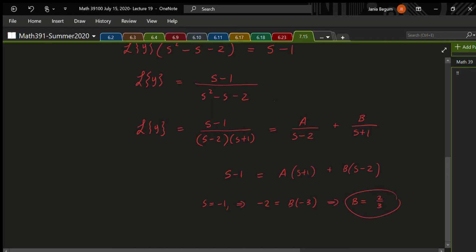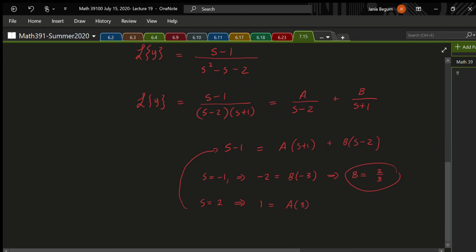And then if I let s be, let's say, 2, because I know the term involving B will go to 0, so we will have 2 minus 1. So I'm plugging it into this one. So you have 2 minus 1, that's 1, is equal to A times 3. And the second term goes to 0, so therefore we have A is equal to 1/3. So not so bad, right?